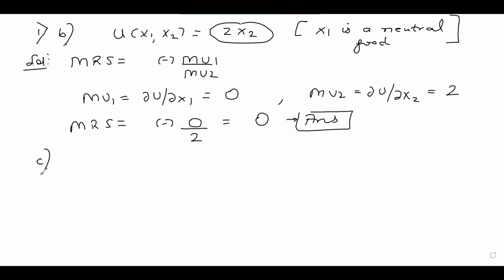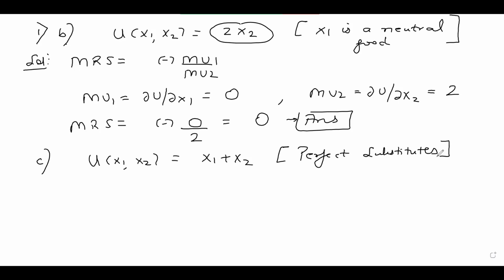For part C, we are given the utility function u as a function of x1, x2 as x1 plus x2. What type of utility function is this? It denotes perfect substitutes. We have covered all this in our theoretical lectures on preferences and utility. Okay, how do I find the MRS? Again, it's the same thing, minus MU1 by MU2.